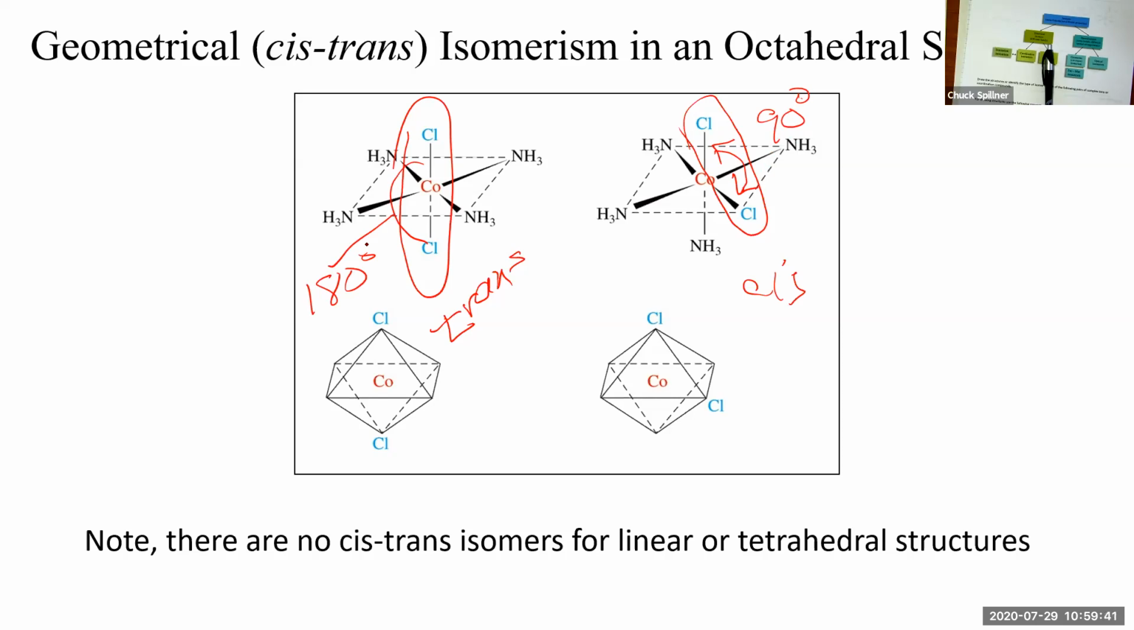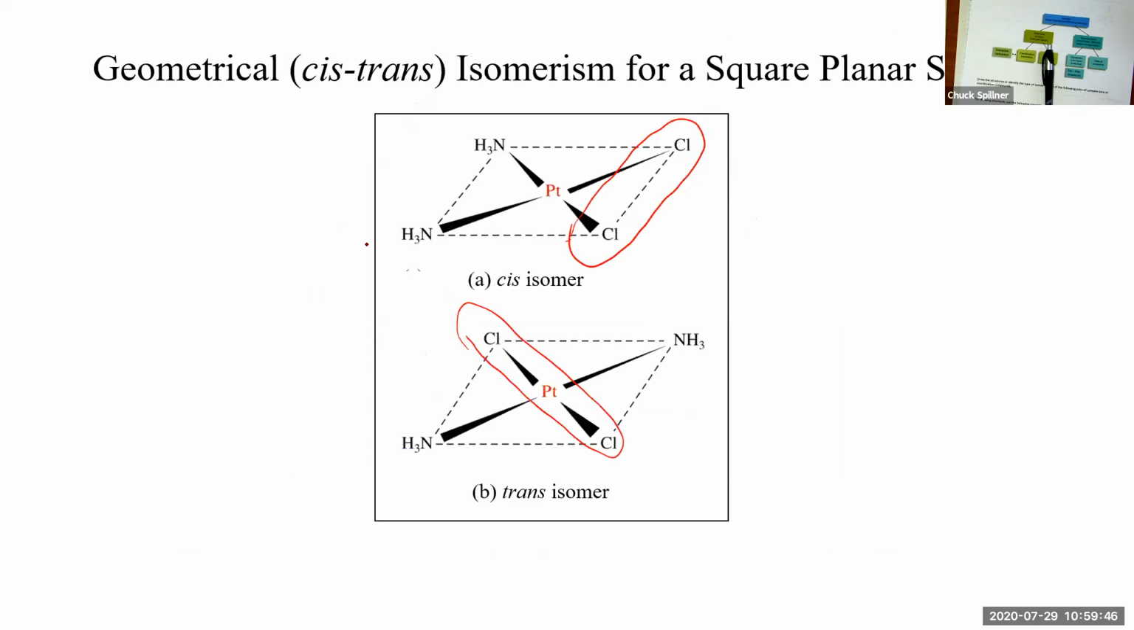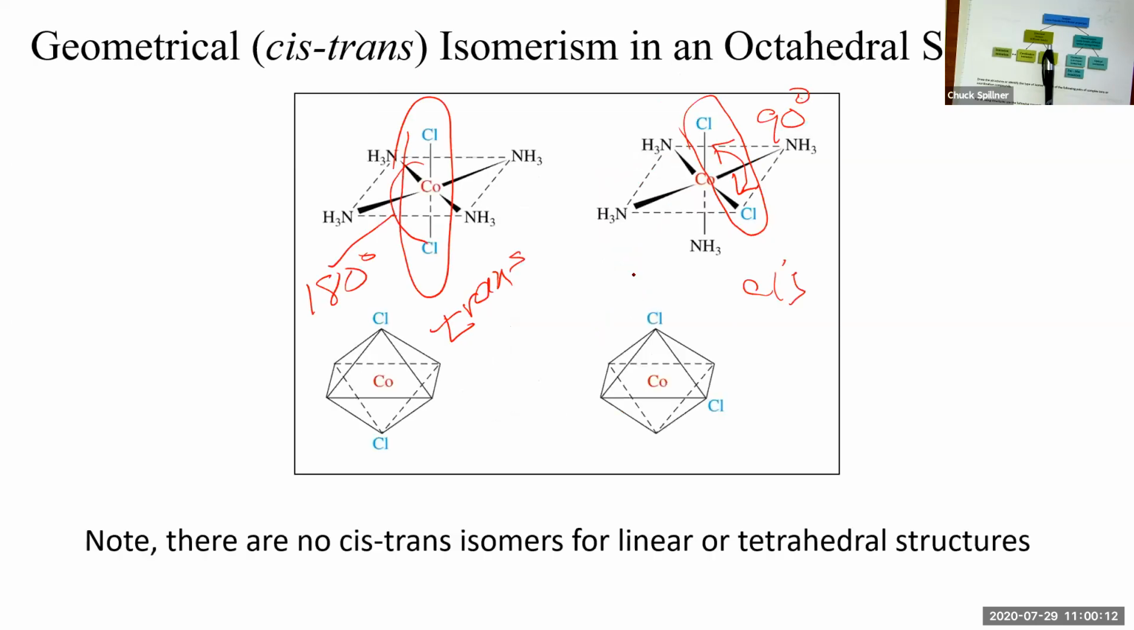Let's go back and look at the square planar case again. And let's look at the cis and trans in terms of what the bond angle is between them. So in the case of the cis, the bond angle here is 90 degrees. In the case of the trans, the bond angle is 180 degrees in the square plane. All right, so let's continue.